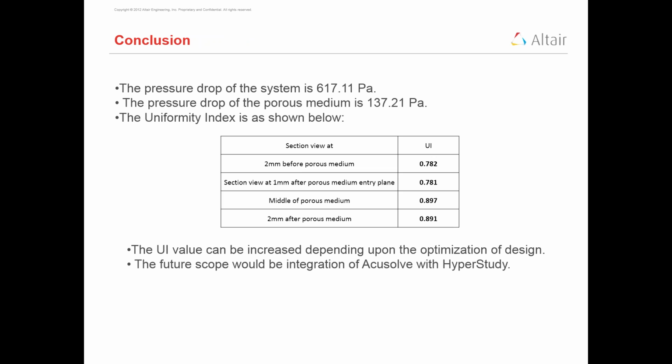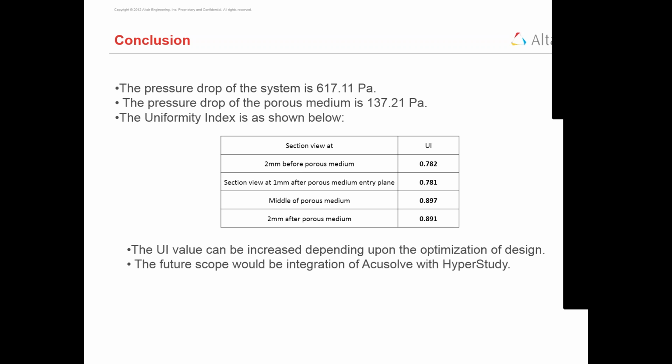So the conclusion: the pressure drop of the system is around 617 Pascal. The pressure drop of the porous medium is around 137 Pascal. The uniformity index at various cut sections has been shown. The UI value, of course, can be increased with shape optimization. So we have CFD optimization with AccuSolve and HyperStudy, where you can change the shape and run the CFD simulation. So this is how the exhaust system CFD simulation is done.